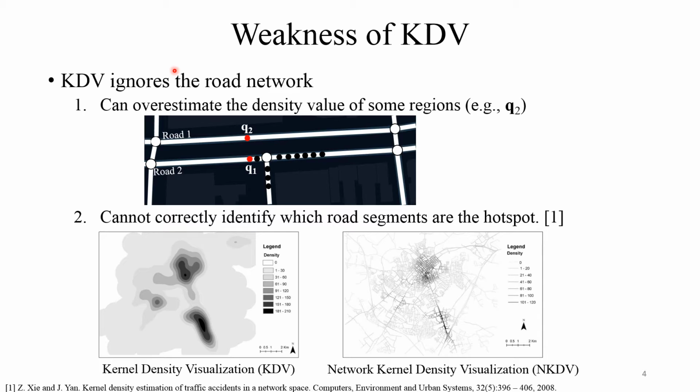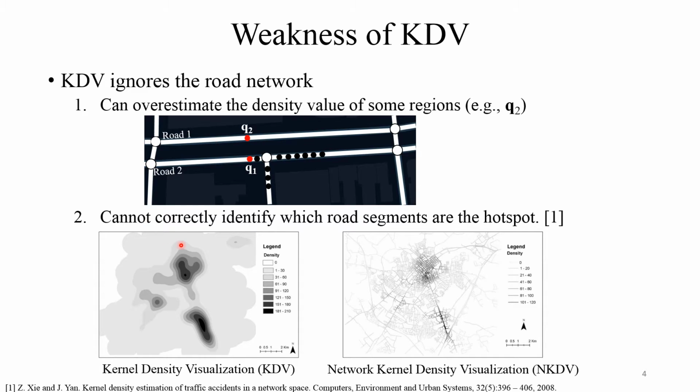Although KDV has been extensively used in a wide range of applications, there are some weak points for using KDV. First, KDV ignores the road network. As you can see in the first figure, even though Q1 and Q2 are close with each other in terms of Euclidean distance, the shortest distance between Q1 and Q2 can be large. However, the kernel density function of KDV is based on the Euclidean distance. Therefore, this method can estimate the density values of Q1 and Q2 to be similar, which overestimates the density value of Q2. Why? As you can see here, there's no black dot near Q2 in this road network.